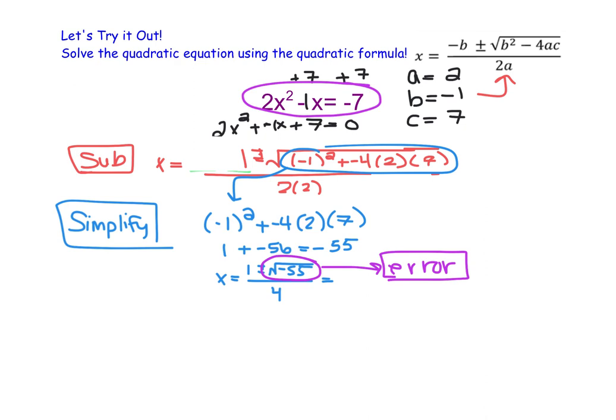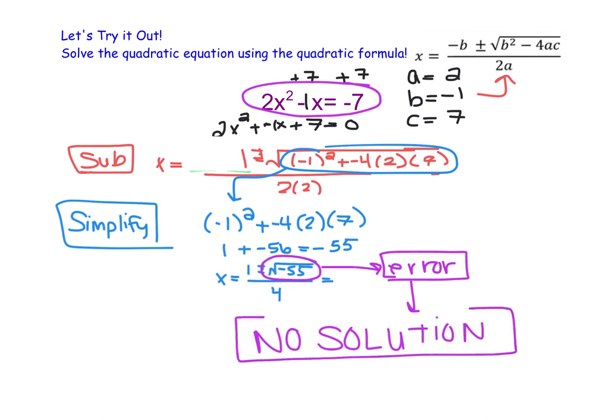So just like we saw with previous strategies, the quadratic formula will also be able to easily identify if we have a no solution situation. So if you get to this point and you figure out that you have a negative underneath the square root and you know that that is not going to find you a value for x that makes the equation true, you can simply stop and write no solution.